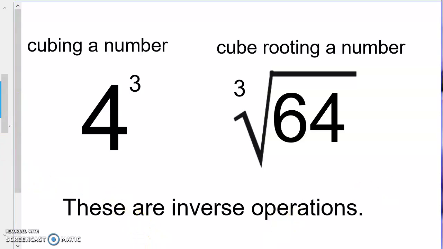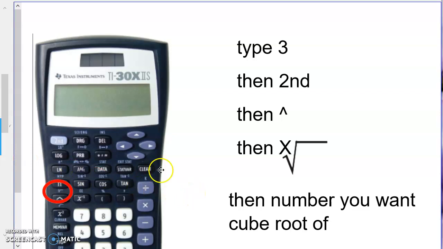Now, how to find cube roots on your calculator. For this type of calculator, it's a little tricky to find cube roots. What you have to do is first type 3, then hit the second key right there, then hit this little up arrow key right there. That then gives you the second function of this button, which is the x with the square root. Why you type that 3 in first is because that 3 is actually going in place of the x, and you're finding the cube root of this number that you're going to then type in.